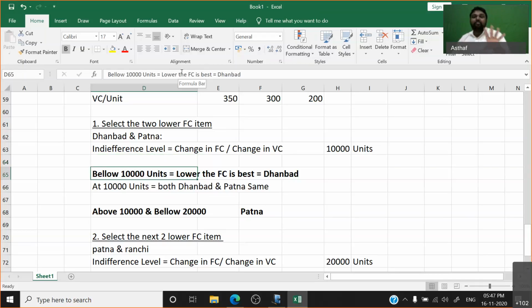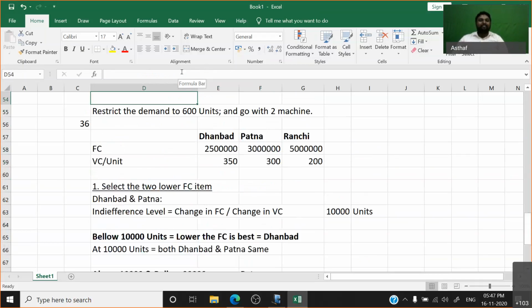So for your online MCQ, how to approach the two I have given: there is only one equation, change in fixed cost by change in variable cost. So you can take your own time and copy, my dears.